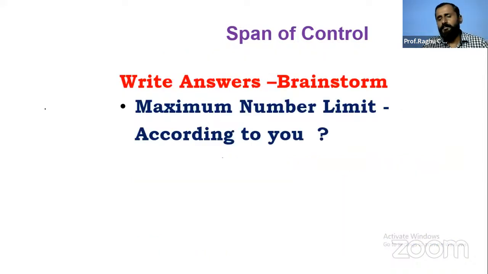Regarding span of control, go home and think as to what should be the maximum number according to you in an organization. You can take any organization. Say, for example, you take a small police station. According to you, what is the maximum number of constables a SI can supervise? Similarly, an organization in an education institution. Similarly, a military organization. In all these, you have to think about what is the maximum number. Okay, very good. 10, 15.